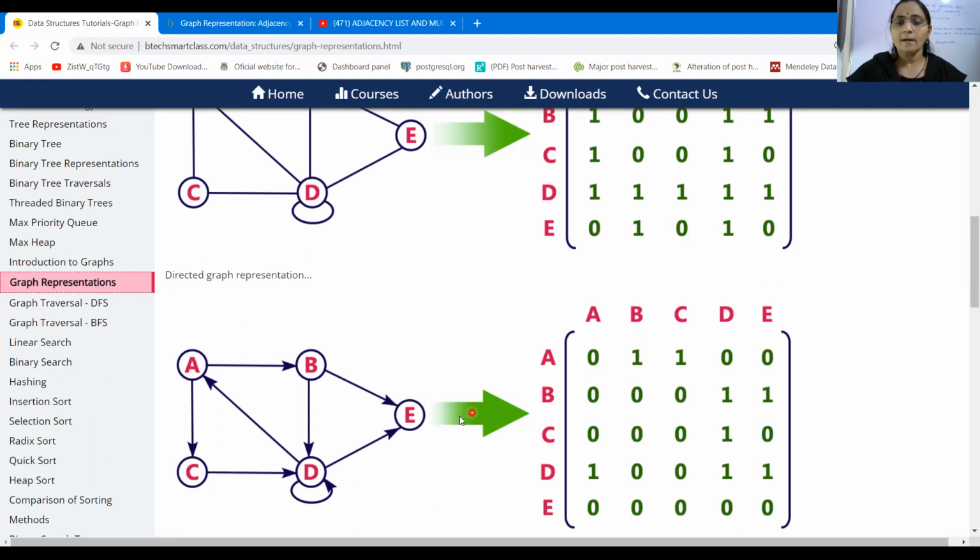And that's why here for the E vertex, all the combinations with the other vertices become 0. E to A, no, there is no edge E to A outgoing, so 0.